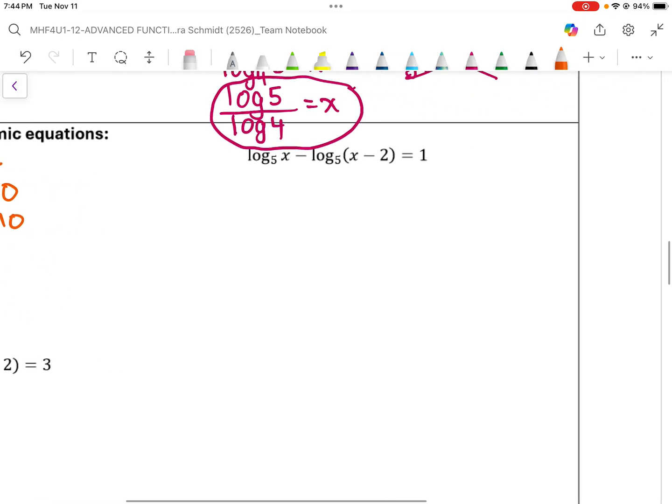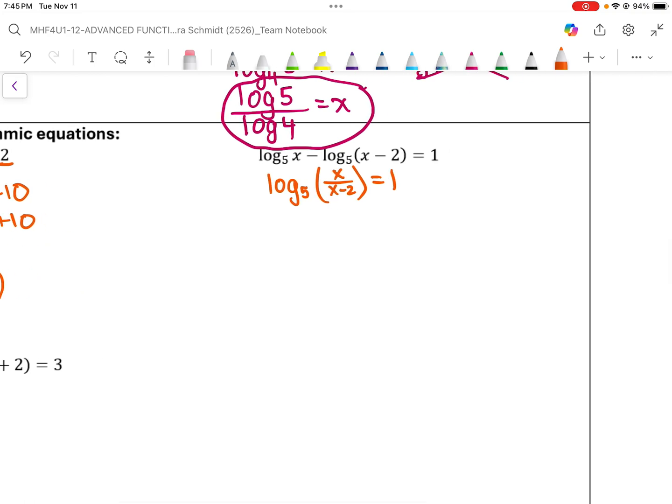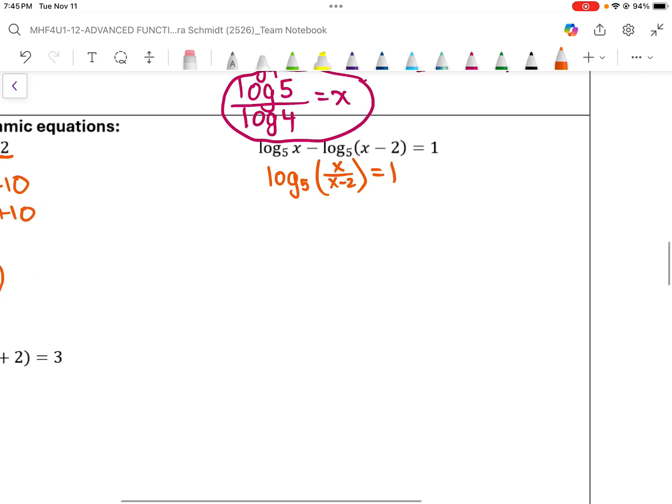Next question. Before I can do anything, I'm going to use laws of logs to simplify it. So it's going to become log base 5 of x over x minus 2 equals 1. So now it's kind of like the first one. I just needed to do a little bit of work to get it like that. Now I can swap it into exponential form. So 5 to the power of 1 equals x divided by x minus 2. So 5 to the power of 1 is just 5.